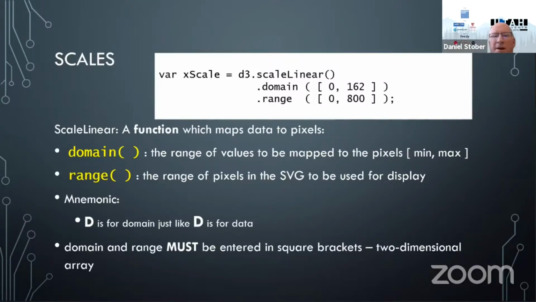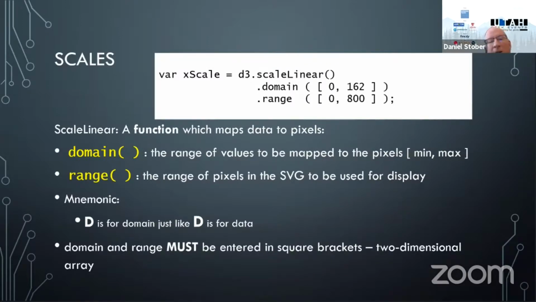And so we do that simply by saying, well, what's the domain of the data, and what's the range of the canvas? And so in this case, we're saying the domain is somewhere between 0 and 162, and the range is somewhere between 0 and 800. Now, I tell you that more than once I got confused as to which one is which, because, oh, range, is that the range of the data? And so the mnemonic that I came up with is just remember, D is for domain and D is for data.